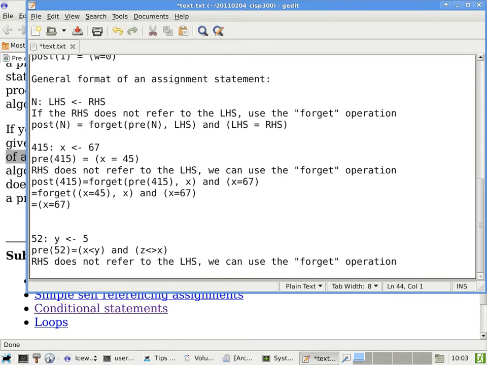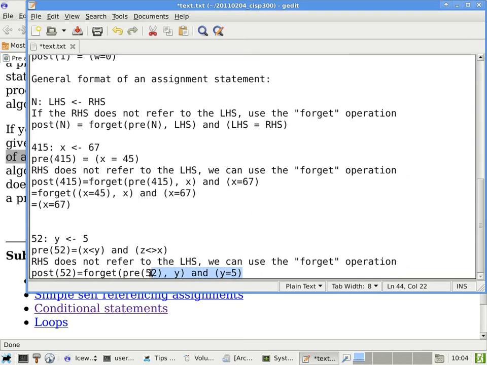When you apply the forget operation, it's a very mechanical process. You basically say the postcondition of this line, which is line 52 in this case, is based on the previous condition, or the precondition of this line. But we have to remember to forget certain things. In this case, what are we forgetting? Components that contain y. Very good. But after this whole thing is done, we also know that y has to equal 5 because the assignment will change y to exactly 5.